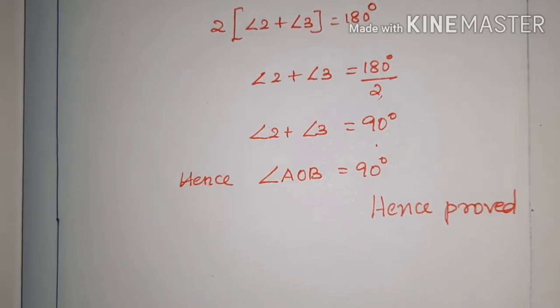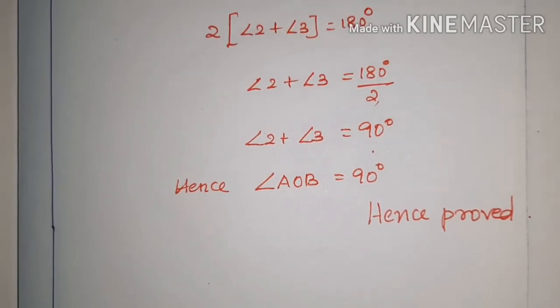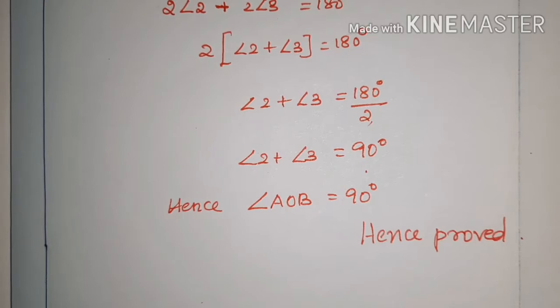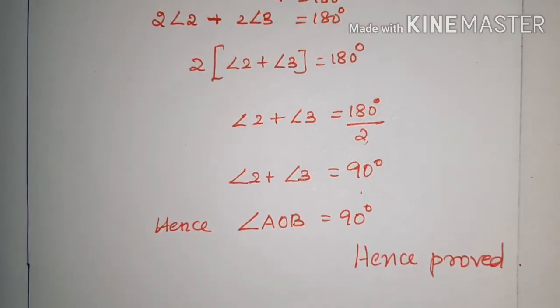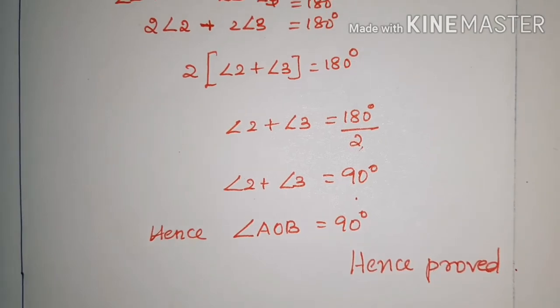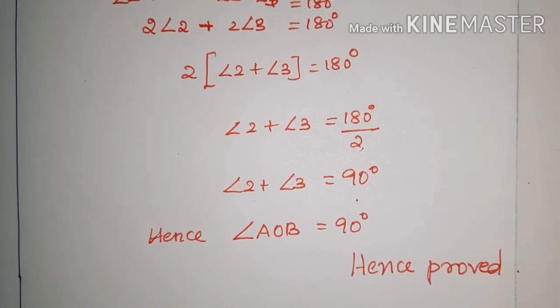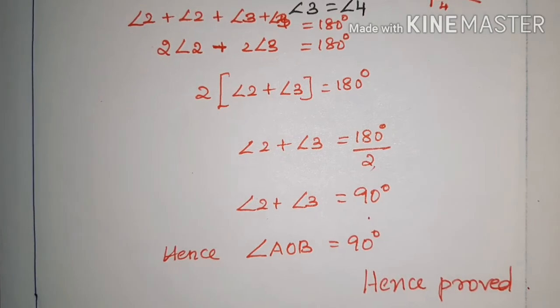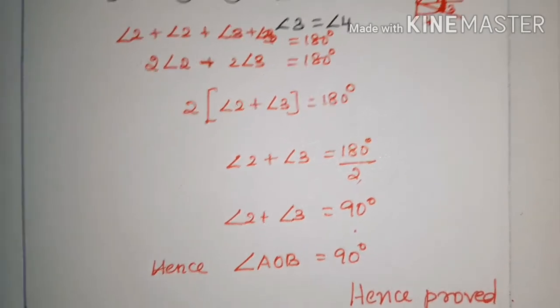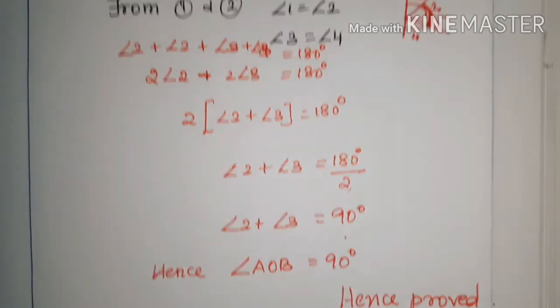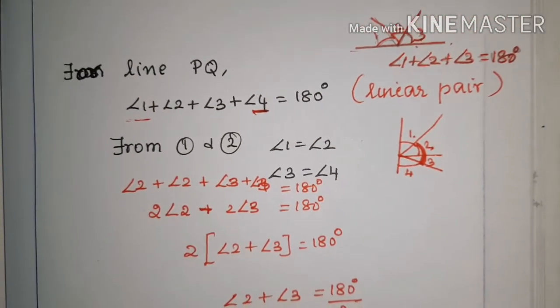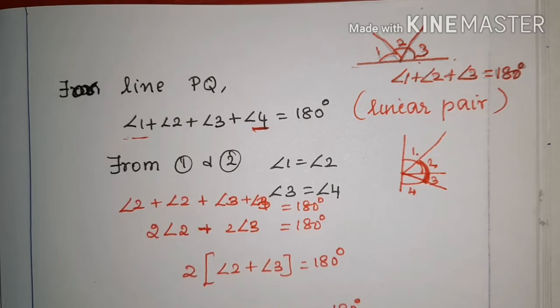Able to understand, children? First we joined OC so that we get 4 right triangles. You take the first 2 and prove them congruent. Likewise you say the next two triangles are congruent, and that the angles inclined at the center are equal, by CPCT. At last, by applying the linear pair theorem, you get the required result. So it's a very simple method. I think all have understood.